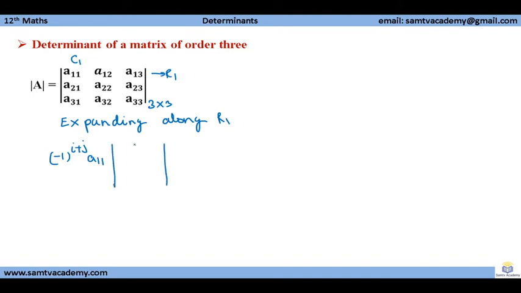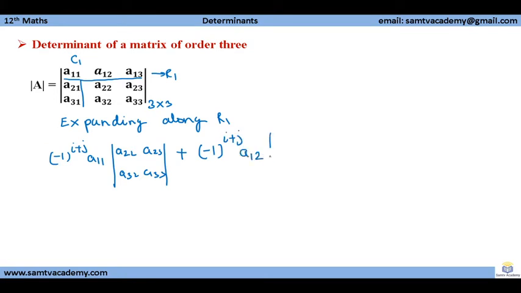So you have to see whichever element you are taking. If you are taking A11, you have to leave this row and that element's respective column. This row and column will be left, so the remaining will be A22, A23, A32 and A33. Now again, first we will write plus only, this (-1)^(i+j).